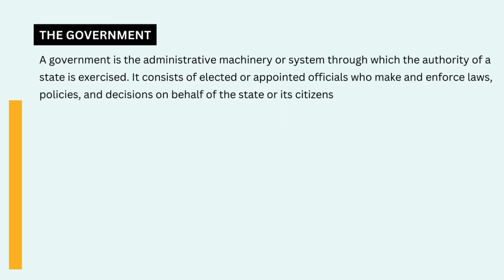The government. A government is the administrative machinery or system through which the authority of a state is exercised. It consists of elected or appointed officials who enforce laws, policies, and decisions for the state or its citizens.